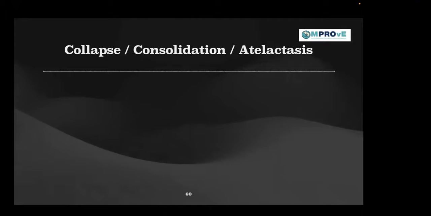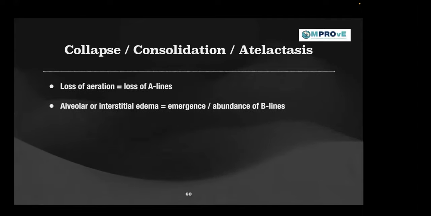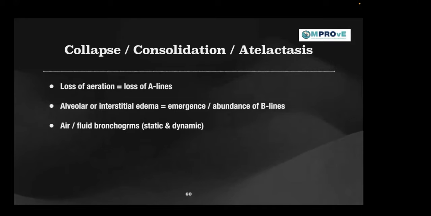Collapse, consolidation and atelectasis. So any loss of aeration, loss of A-lines, alveolar or interstitial edema, it will give you emergence or abundance of B-lines, which all will be true in the collapse or consolidation. You have a collapse, loss of aeration. You have consolidation, some degree of loss of aeration, and if it is a pneumonic consolidation, it will be filled up with fluids. If it is an atelectasis, loss of aeration.